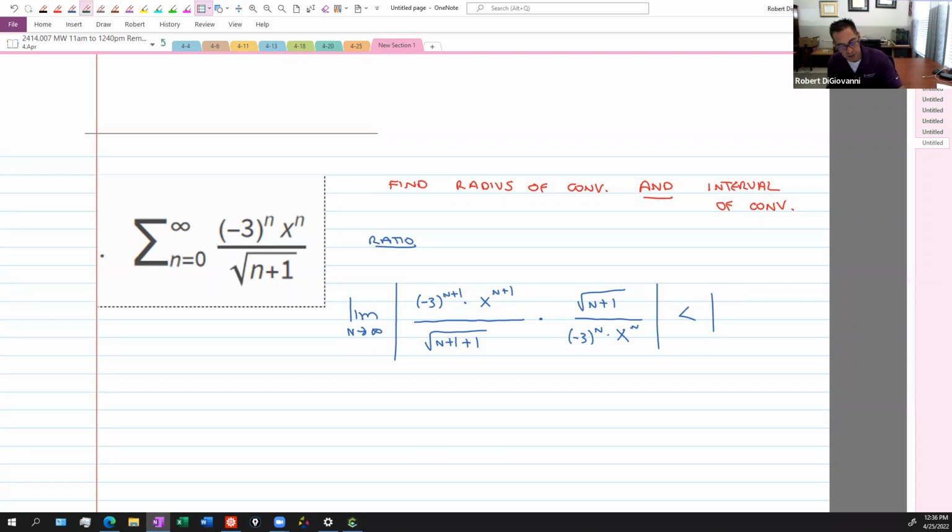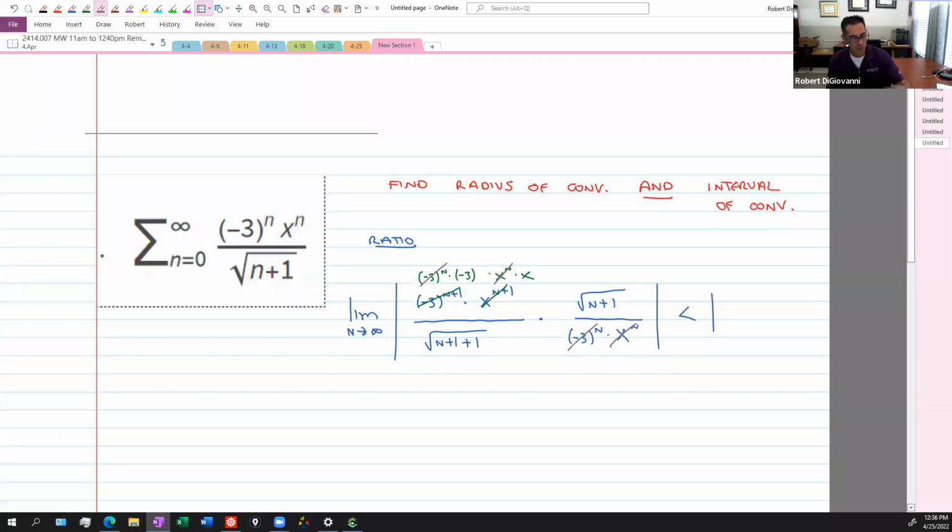To save myself some time, I'm going to rewrite this as -3 to the n times -3, and then I'm going to rewrite this as x to the n times x. Y'all okay with that? Cancel some stuff. -3 to the n, -3 to the n. x to the n, x to the n.